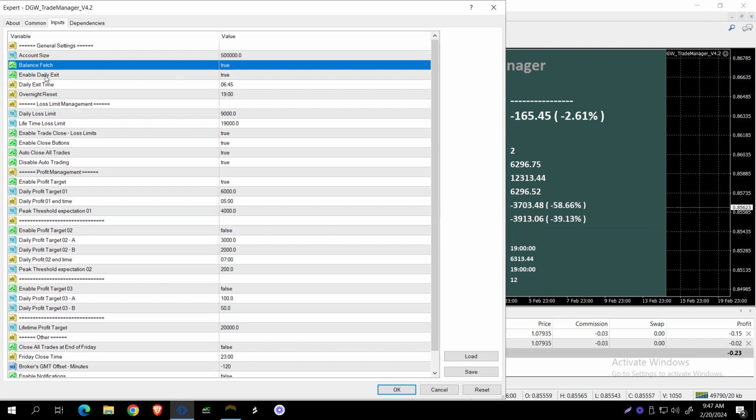So now, balance fetch. What is balance fetch? It can automatically check your trade and see how much you are having. We set it to true.